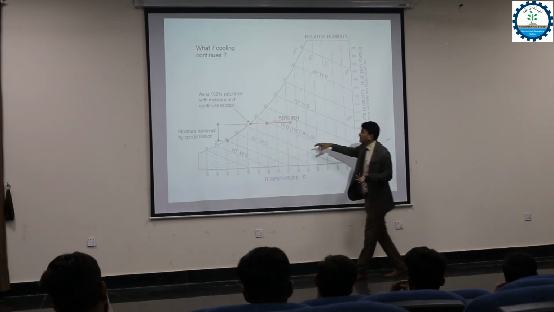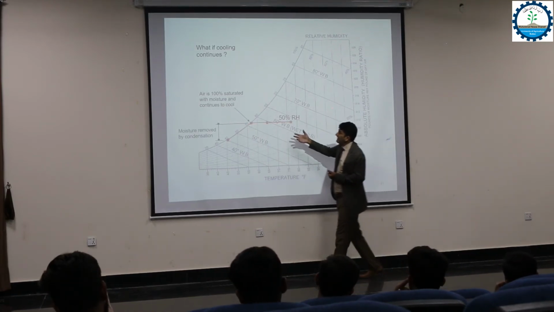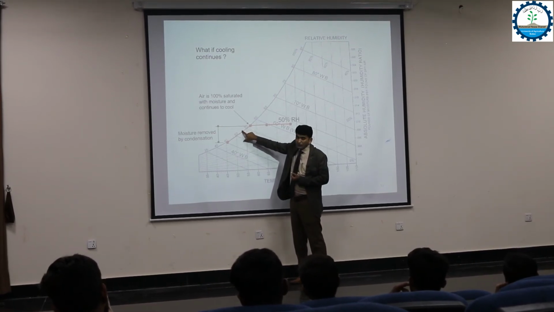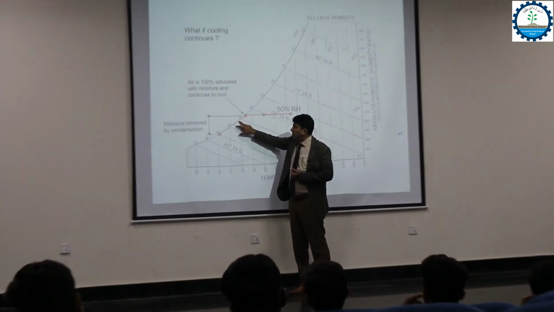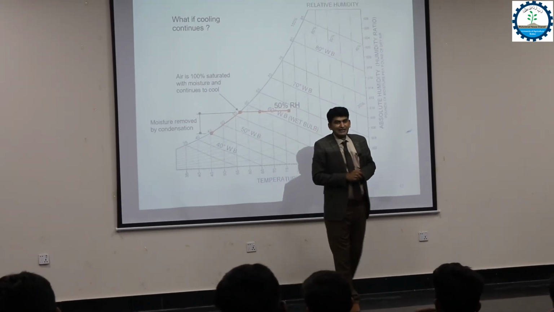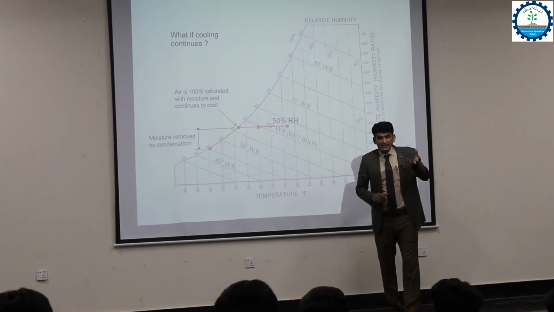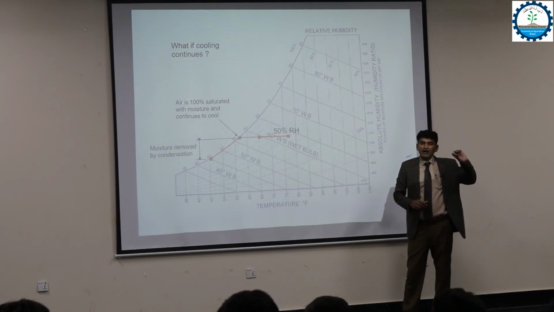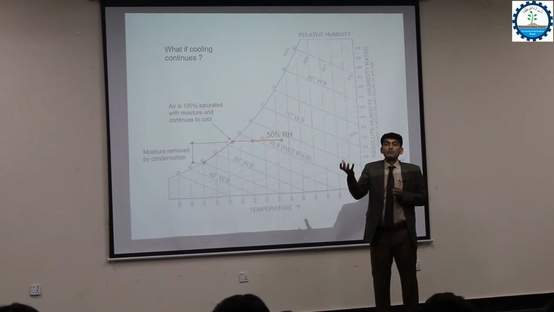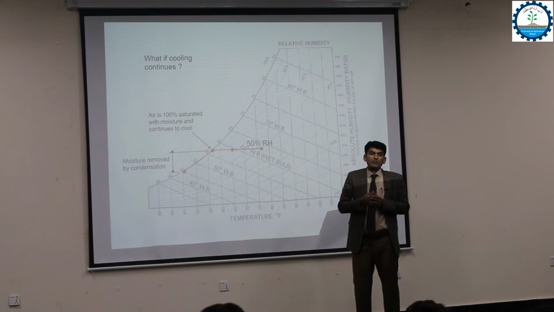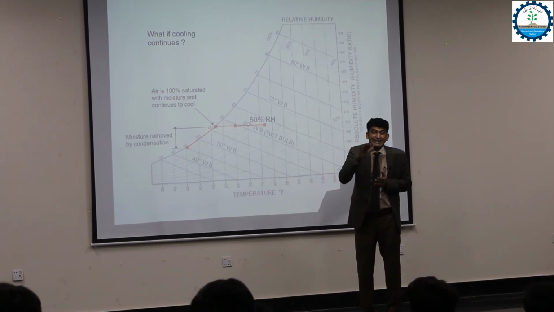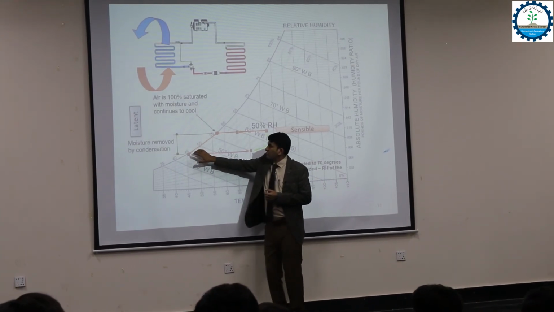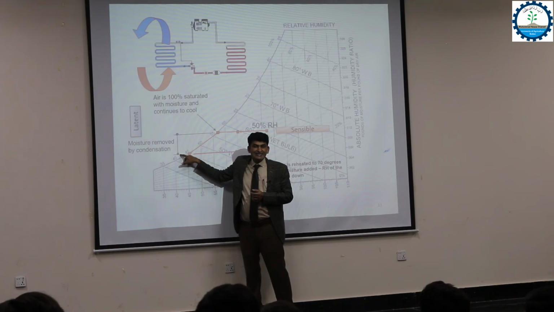In the next slide you will see, if the moisture is added and you continue to cool, what happens? The moisture is condensed. You see in many air conditioning systems there is something that is actually removing moisture. Relative humidity will decrease. So this phenomenon is actually moisture removed by condensation.